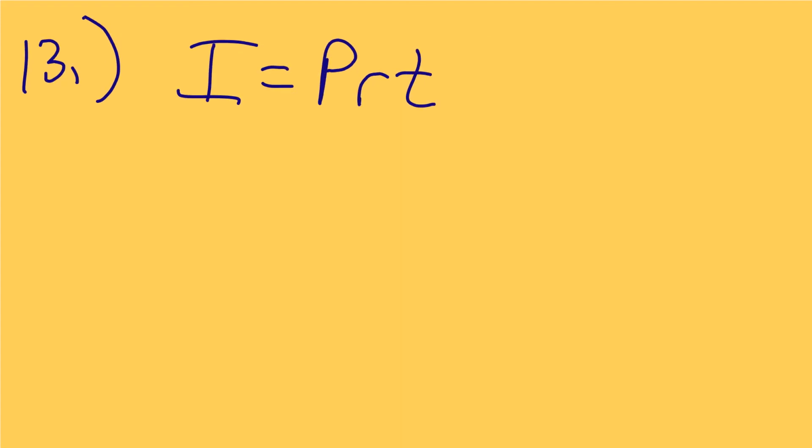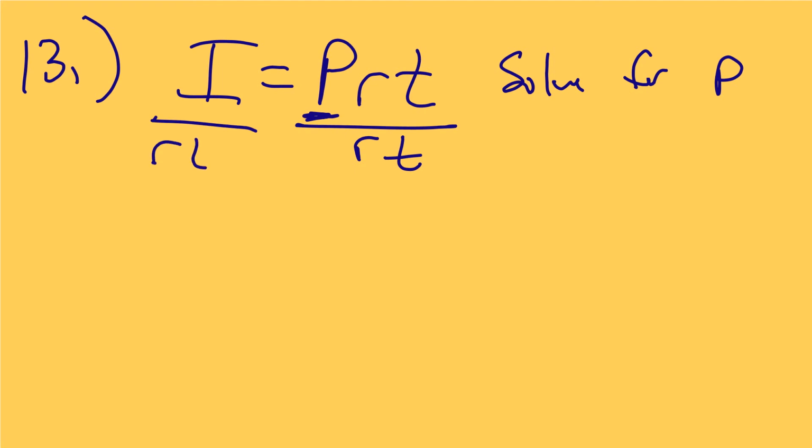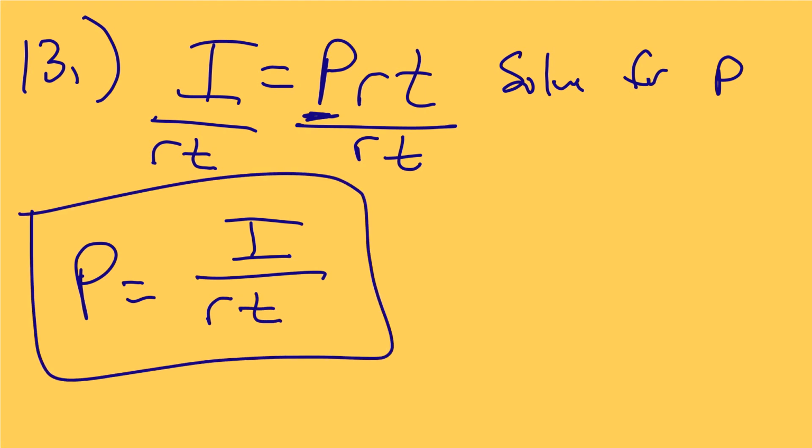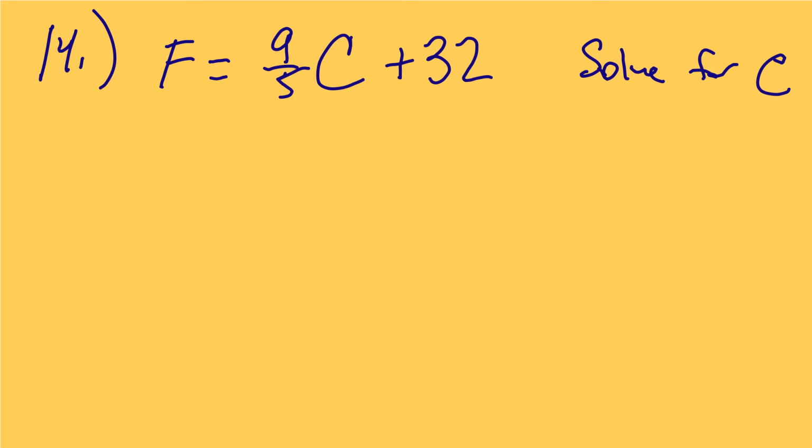All right, so we have I equals P times R times T. I bet that's an interest formula, by the way. So it says solve for P. That means I want to get P all by itself. So I have to divide by R and T, which means I do it on both sides. So I get P equals interest over rate times time. That's it. All right, 14, it says F equals 9/5 C plus 32.